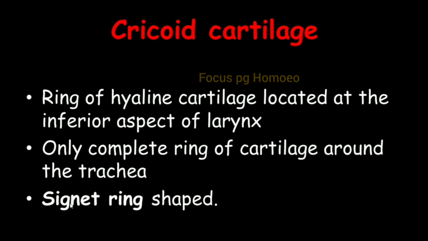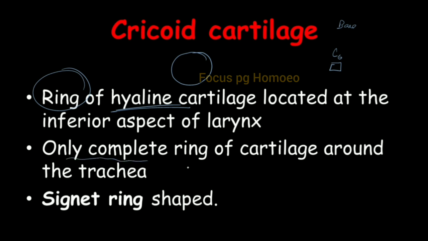So some additional points regarding the cricoid cartilage. This cricoid cartilage is of ring shape. We all know that the pharynx extends from the base of skull to C6, and below C6 there exists the cricoid cartilage, which is a ring of hyaline cartilage located on the inferior aspect of the larynx. Only complete ring of cartilage. So if we are checking the trachea, this is the only cartilage which is a complete ring.